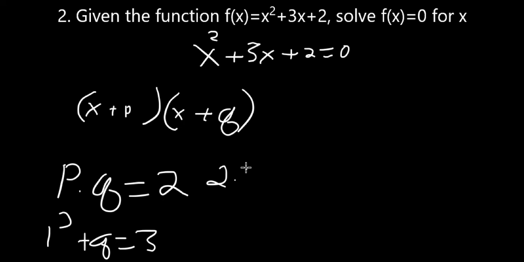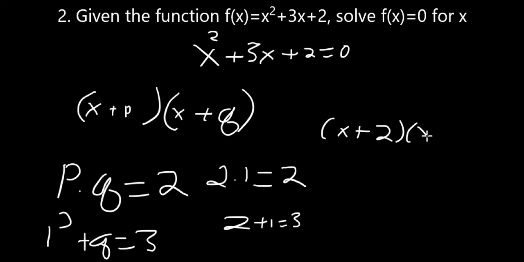Well, 2 times 1 is 2, and 2 plus 1 is 3. So these look like good numbers. Since this was a prime, it was relatively simple, but there could be more complex cases. So this will give us x plus 2 times x plus 1 is equal to 0.